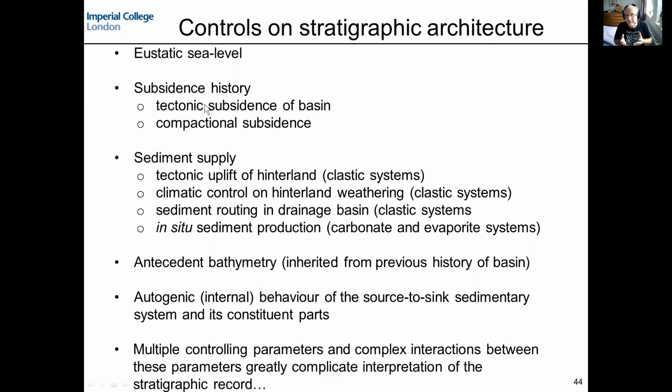subsidence. Now that might be something that varies between basins or within a basin. That could be tectonic subsidence, or it can be compaction. If we deposit lots of sediment quickly, that sediment compacts, and that also causes subsidence.